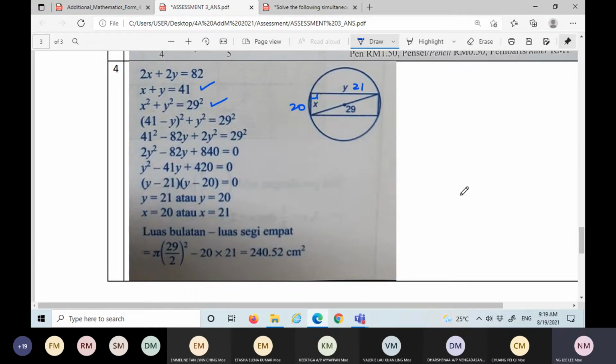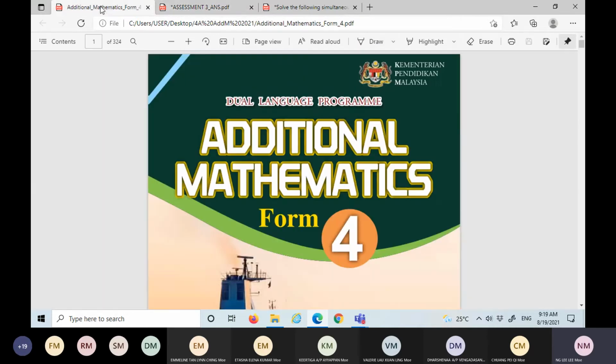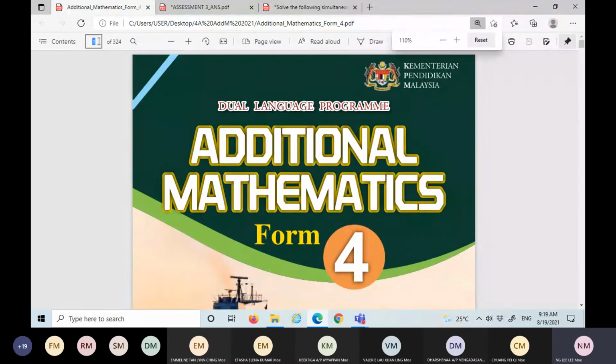I think no questions. So we will continue today's lesson. Today we will start a new chapter. You can take out your textbook and turn to page 240.